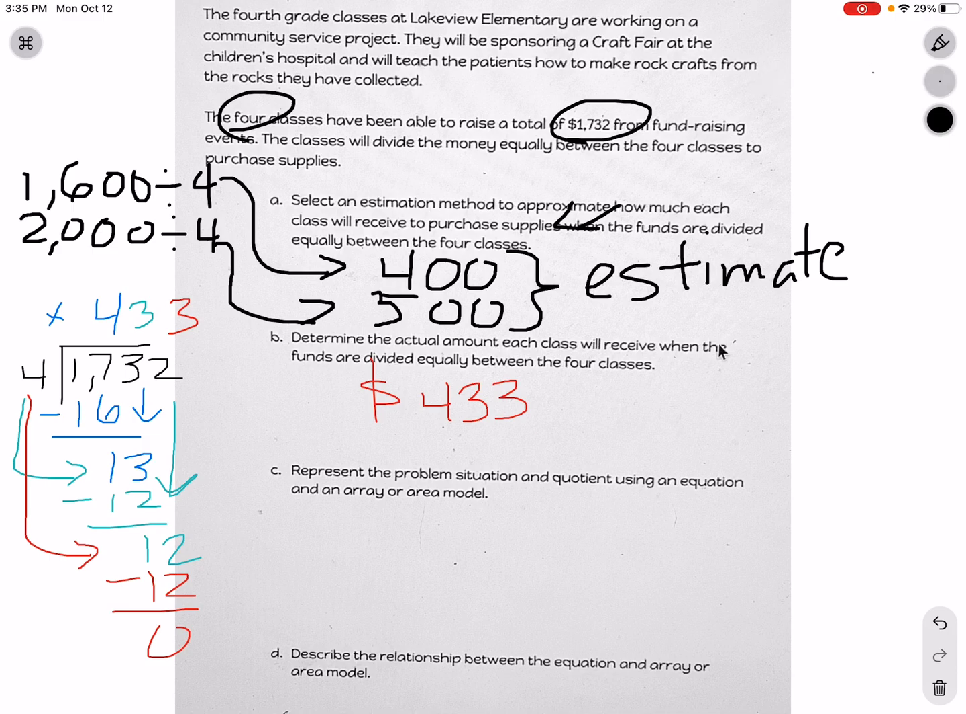But what we're going to do is create a long rectangle here. And over here we're going to represent 4, and that represents our 4 classes. And we're going to think about how many times we can make something go into 1,732. Well, I'm just going to stick with what I did on my long division problem over here.